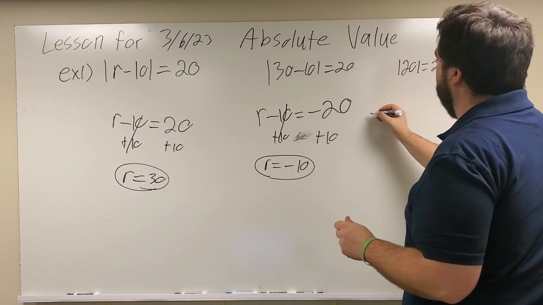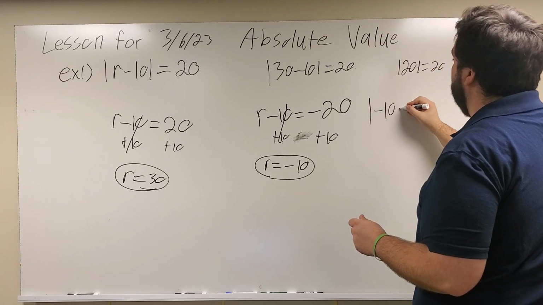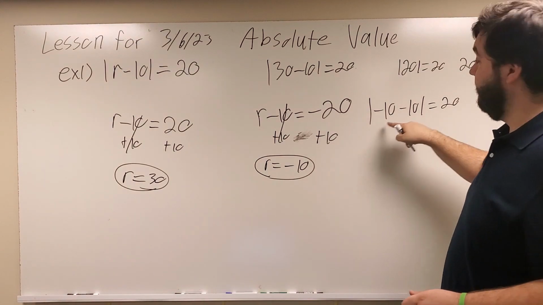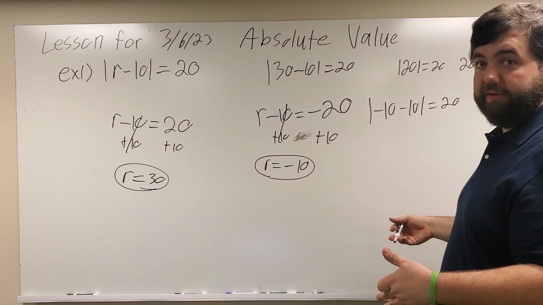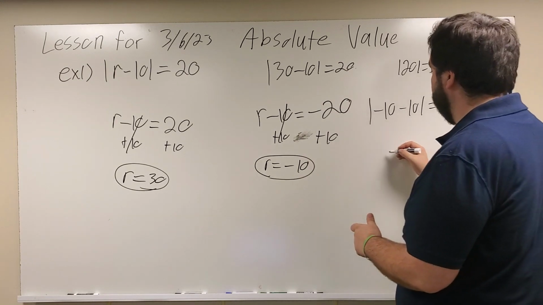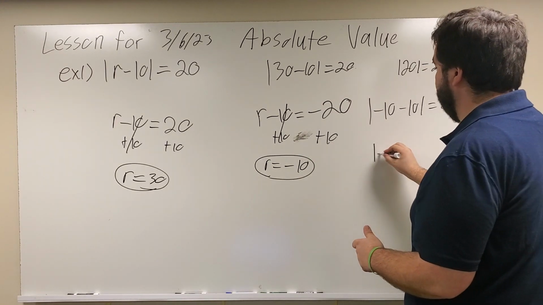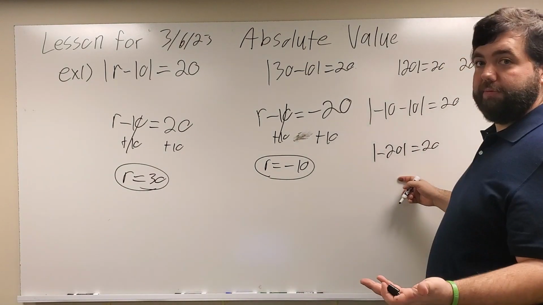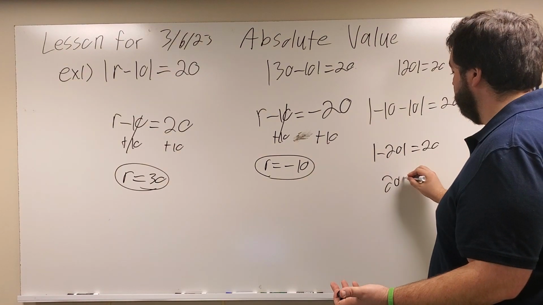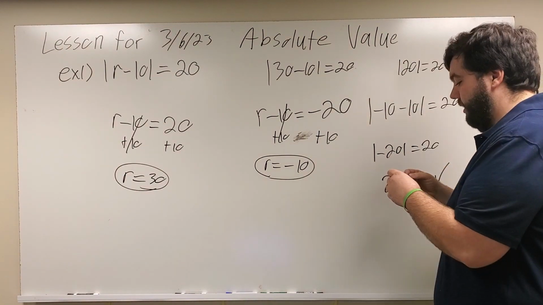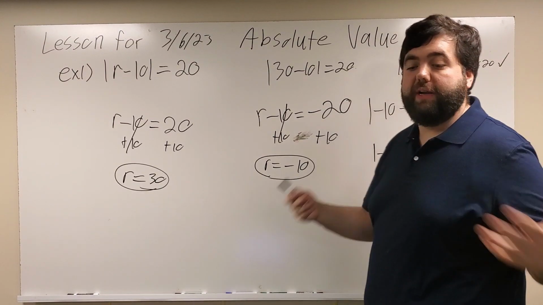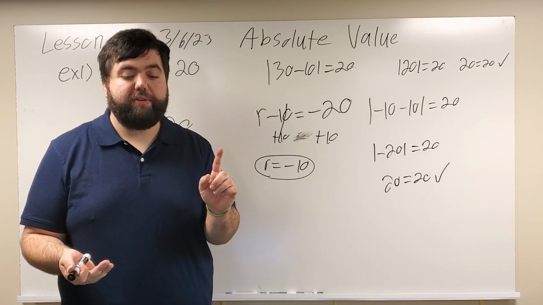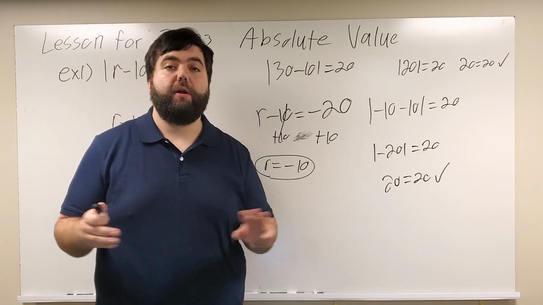Now we're going to do negative 10. Replace r with negative 10. We have the absolute value of negative 10 minus 10 is equal to 20. Minus and minus, we add them together, take the sign. 10 plus 10, 20. The sign is negative. Absolute value of negative 20 is equal to 20. What's the absolute value of negative 20? 20 equals 20. Check. So now that we've checked both, we know our answer is correct, and we can move on to the next problem. Speaking of which, go ahead and do examples 2, 3, and 4 by yourself.